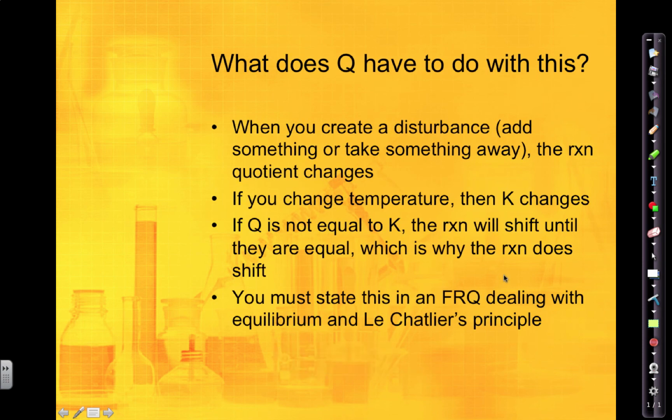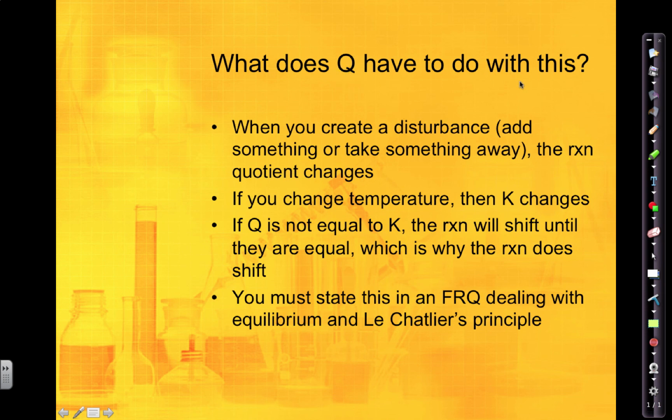Okay, so Q has a lot to do with this. Remember, you check Q when you're trying to decide how to write your ICE table. If you're trying to decide whether you're adding products or subtracting products, it has to do with Q. Well, it's the same thing here. If Q is not equal to K, the reaction is going to shift in some direction to make it so that Q and K are equal again. So when you create this disturbance, the reaction quotient changes, which is Q right here.